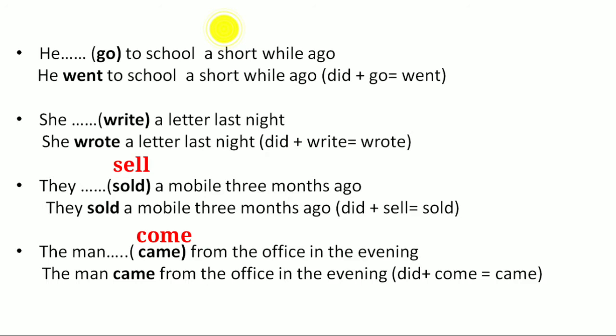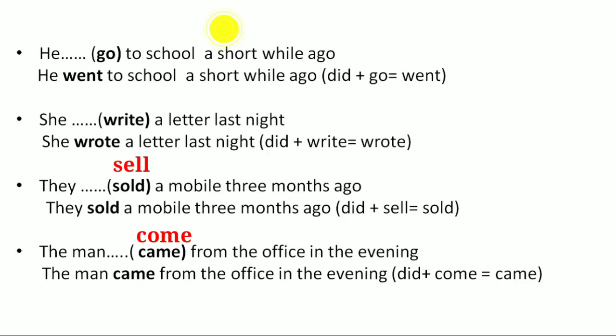The man dash come from the office in the evening. The man came from the office in the evening. In the evening is the time indication. Here did plus come becomes came in the sentence, a simple past action.